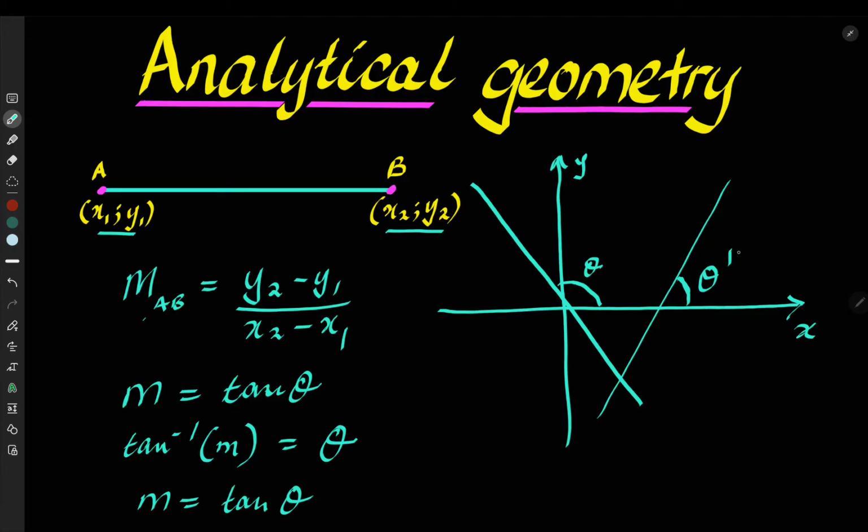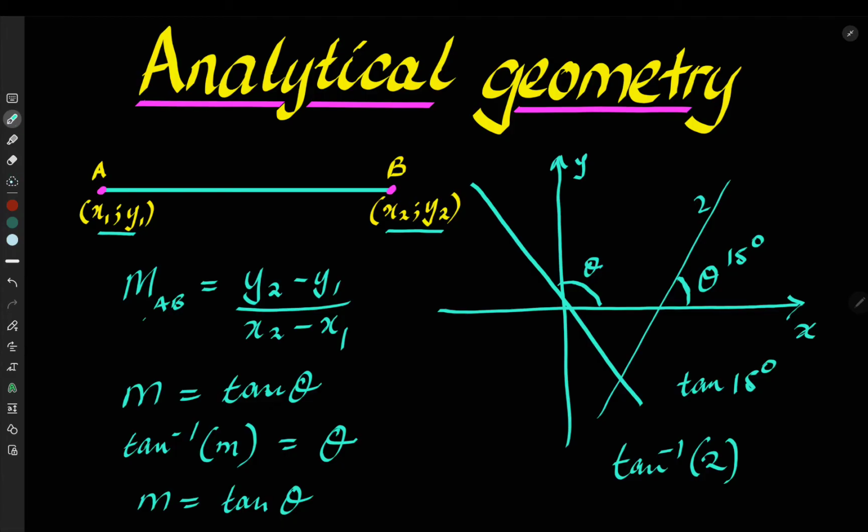Let's suppose here the theta is 15 degrees. Then the gradient of that line will just be equal to tan 15 degrees. And let's suppose the gradient was 2. Then the angle of inclination will just be equal to tan inverse 2. And that is how you calculate the angle of inclination.